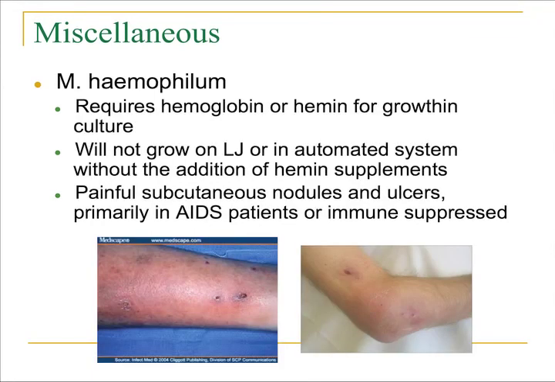On the next slide, I discuss Mycobacterium haemophilum. Mycobacterium haemophilum requires hemoglobin or hemin for growth in culture, as the name implies. It will therefore not grow on Lowenstein-Jensen or in the Middlebrook series in the automated systems without the addition of hemin supplements. It is interesting that you will have no growth in these different systems, and then you will put these patient specimens on the same media with a hemin source, or put it on chocolate agar, which contains hemin, and you will get growth of the Mycobacterium haemophilum, displaying its requirement for hemoglobin or hemin. This organism causes painful subcutaneous nodules and ulcers. It's primarily seen in AIDS patients or patients that are immune suppressed.